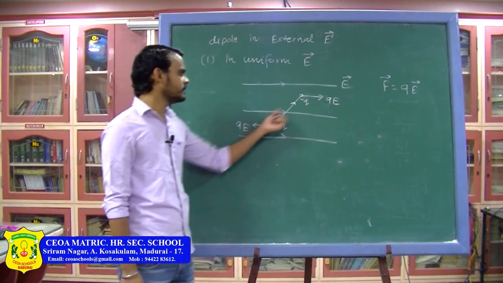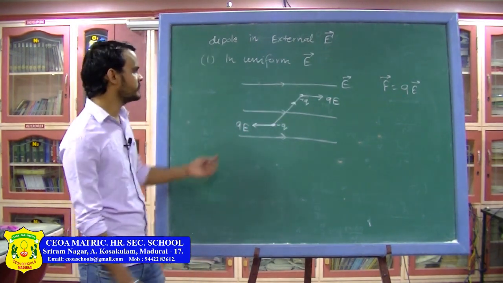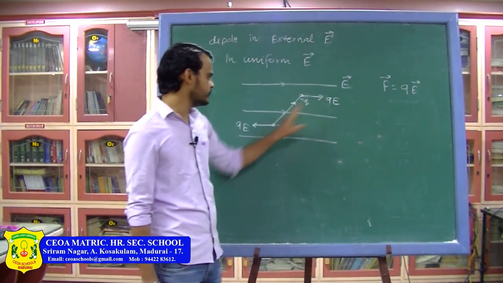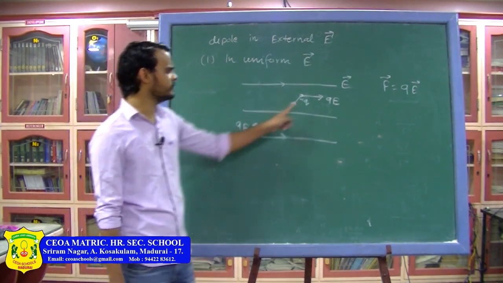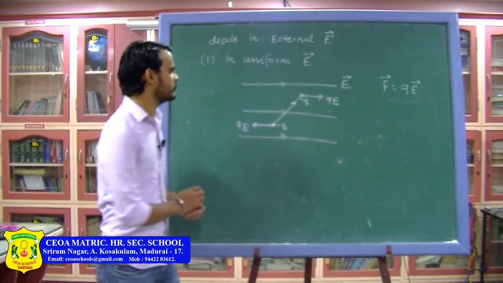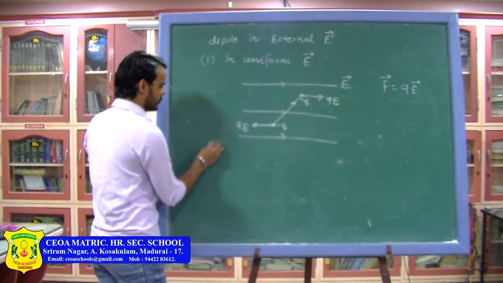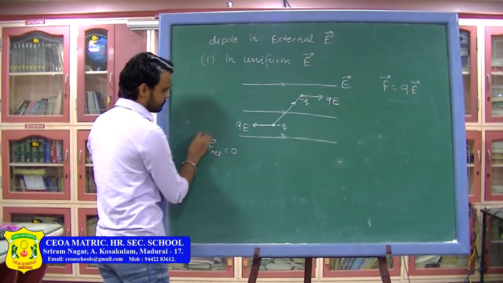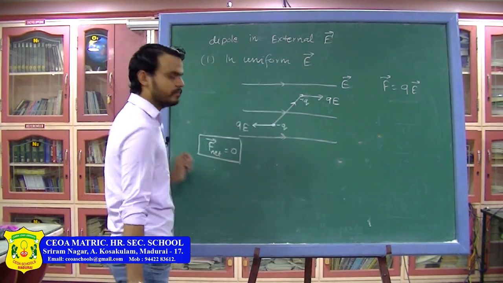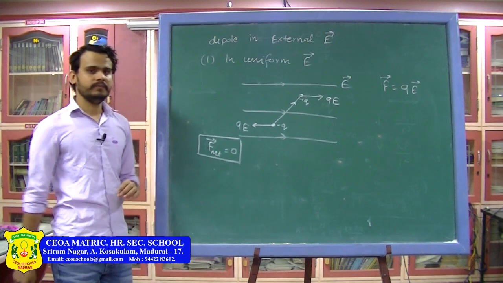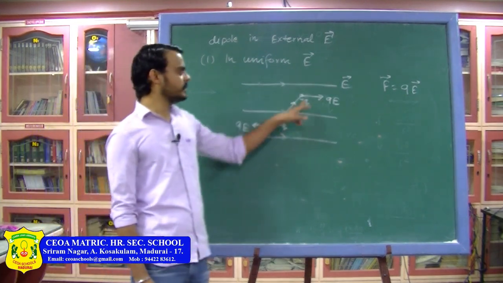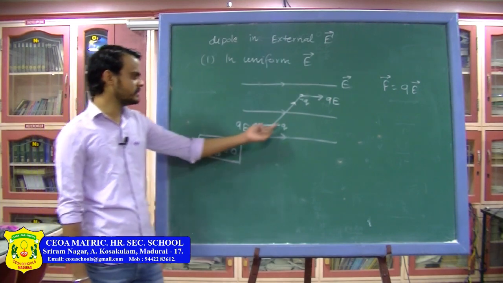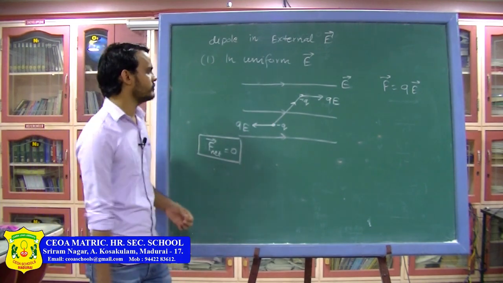Now if I ask you what is the net force on this dipole, the net force will be 0, because this force and this force both have the same magnitude, but the direction of the force is opposite. So the net force on the dipole will be 0. Remember this: if you place an electric dipole in an external uniform electric field, the net force on this dipole will be 0.